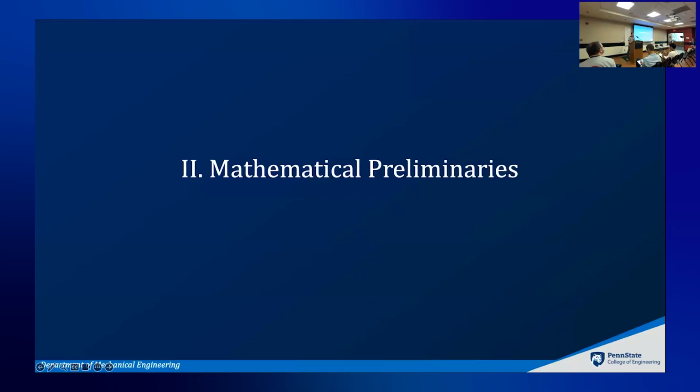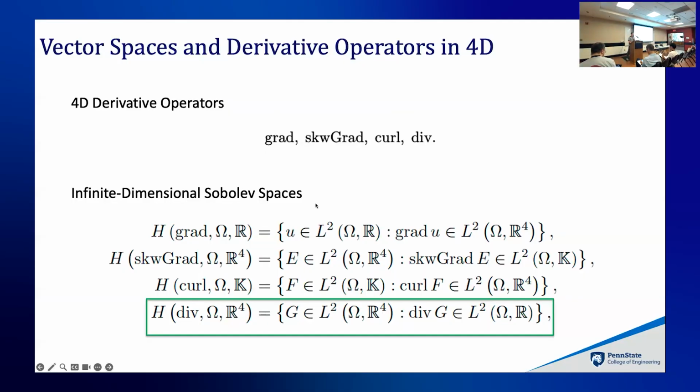So if we jump into our mathematical preliminaries, we see a lot of our classical derivative operators in 4D. We see our gradient, our curl, our divergence, but we also see the emergence of a new derivative operator, which is this skew grad. So we are able to form the infinite dimensional Sobolev spaces, whose construction guarantees boundedness with respect to the L2 inner product when applied to the derivative. The highlighted green box is the Sobolev space associated with our divergence operator.